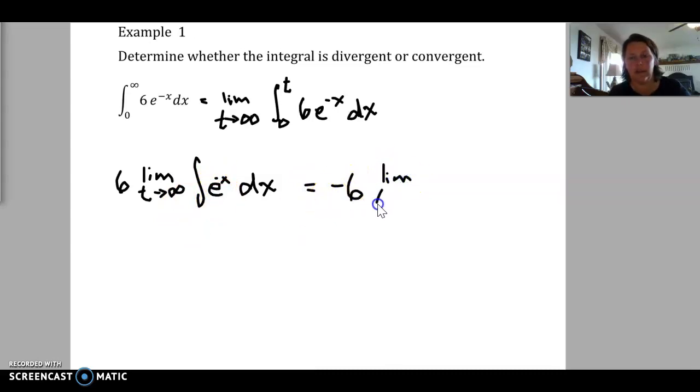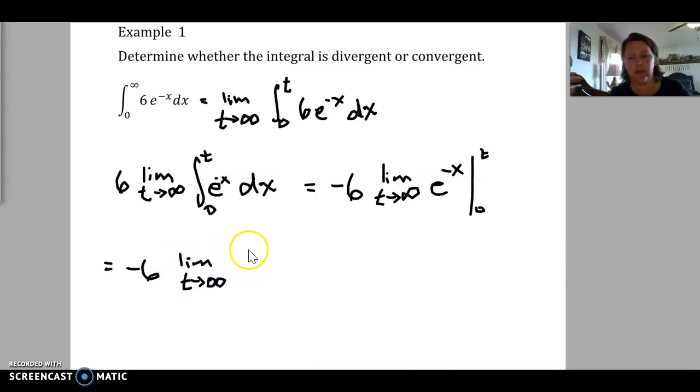And then we have the limit as t approaches infinity of the integral of e to the negative x, which is e to the negative x. And we already brought that negative out. And then that's being evaluated from 0 to t. Okay. So we've got negative 6, limit's still there, t to infinity, just keep dragging that limit along. And then we've got e to the negative t minus e to the negative 0.